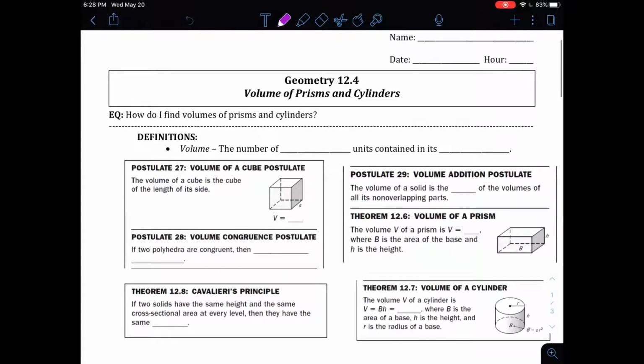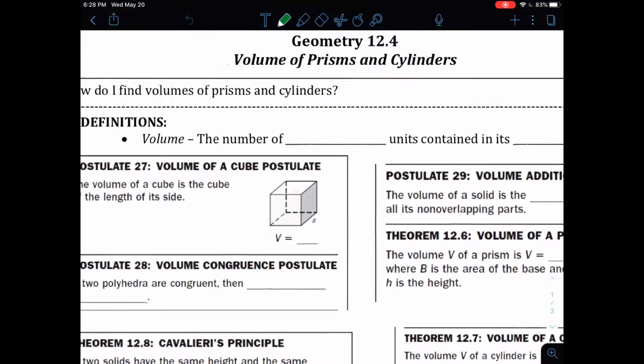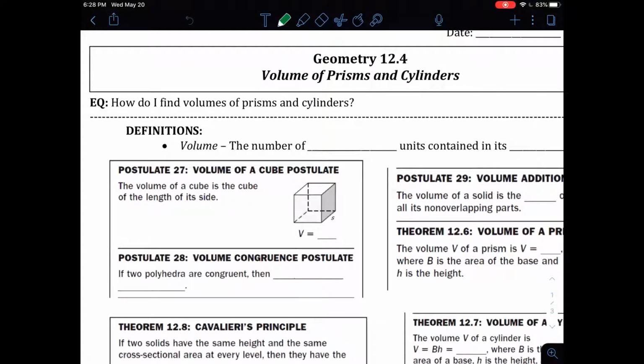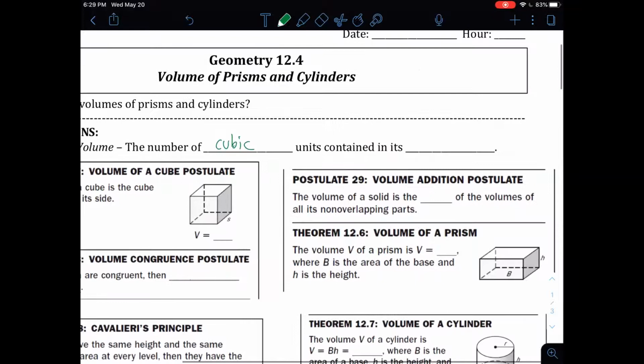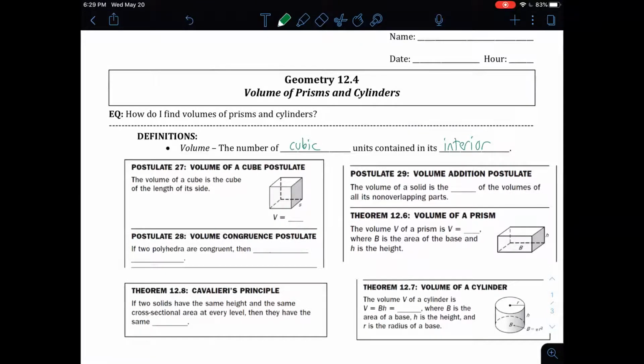So, definitions. Let's work backwards from what I usually do. Volume is the number of cubic units contained in its interior. We have a few postulates here that are going to be the formulas for volume of different shapes.